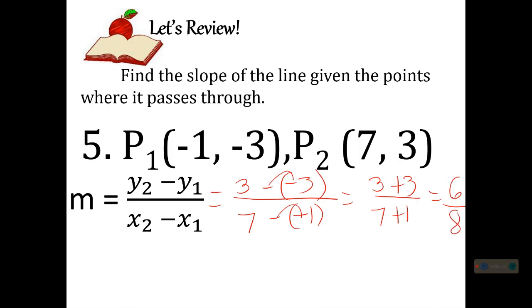So, as you have noticed, it can be reduced to lowest terms by dividing by the GCF, both the numerator and the denominator. So, our GCF here is 2. So, 6 divided by 2 is 3. And 8 divided by 2 is 4. So, that's why our slope in the last example, number 5, is 3 over 4. Okay? So, I hope you have mastered how you are going to find the slope because later, that will be a big help for our next topic.